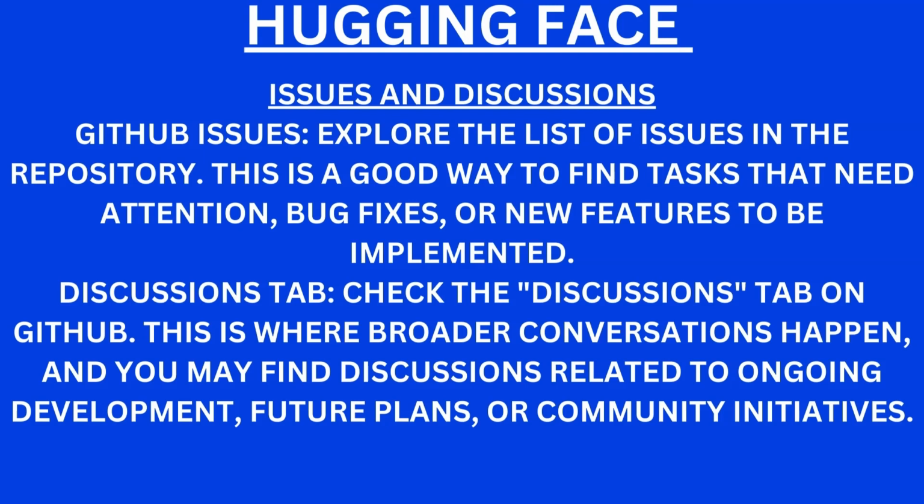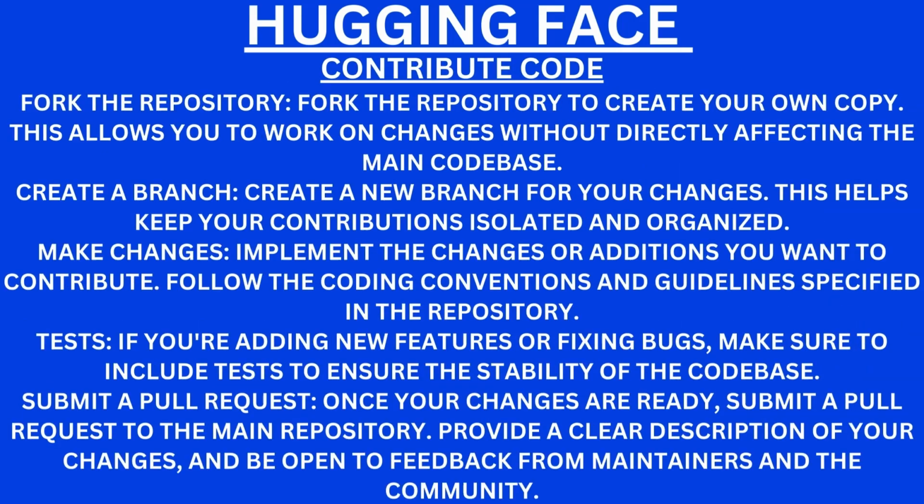Discussions tab. Check the Discussions tab on GitHub. This is where broader conversations happen, and you may find discussions related to ongoing development, future plans, or community initiatives. Contribute code. Fork the repository. Fork the repository to create your own copy. This allows you to work on changes without directly affecting the main code base.